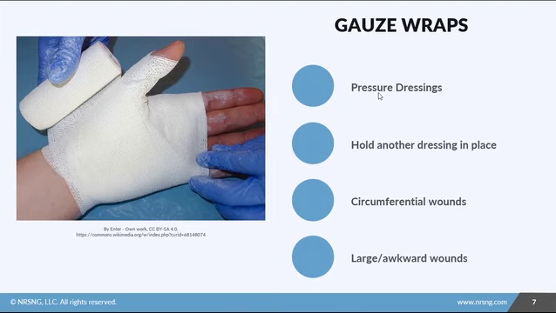Now, another thing to remember is that we can always use gauze wraps around other dressings or other wound care techniques. And we especially use gauze wraps when we need to do some sort of pressure dressing or to hold another dressing in place. We're also going to use gauze wraps for circumferential wounds that go all the way around, like an extremity or a finger, or for large, awkward wounds that you can't necessarily tape a dressing to.